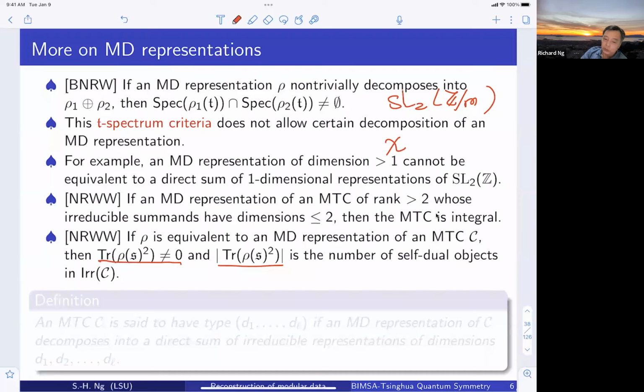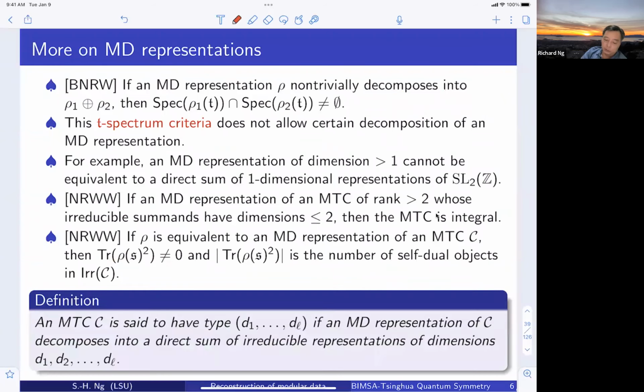So we need to systematically label a modular tensor category in terms of its representation, in terms of its MD representation. So we define the notion of type. Let's say I start with an MTC, and we call it type D1 up to DL if the corresponding MD representation decomposes into a direct sum of irreducible representations of dimensions D1, D2 up to DL. Let's say I order them in decreasing order, so the largest irreducible representation shows up first. So this is one way of classifying a modular tensor category. It's very rough, but at least it's something to start with.